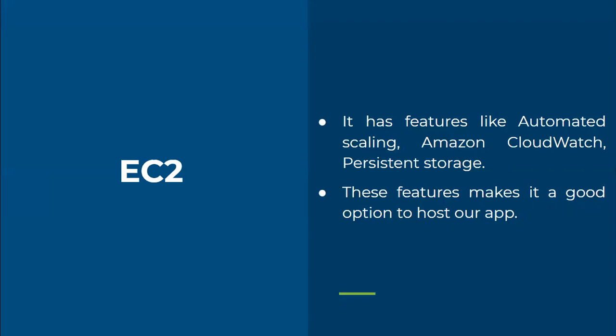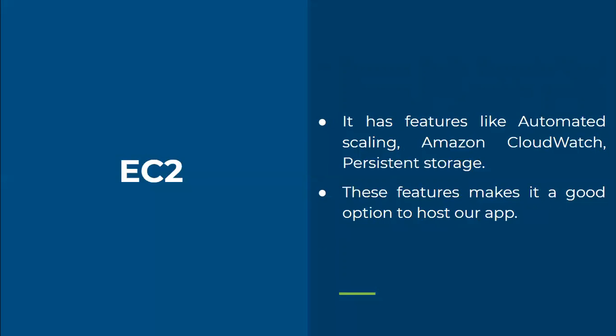So these are some features. Features are automated scaling, Amazon CloudWatch, and persistent storage. So what is automated scaling? It means that it will scale its resources according to the traffic. If there is a high amount of traffic, it will automatically give more resources, and if there is less traffic, it will accordingly change its quantity of resources.